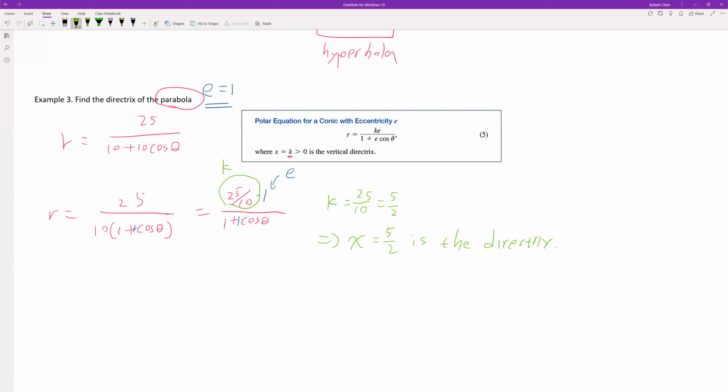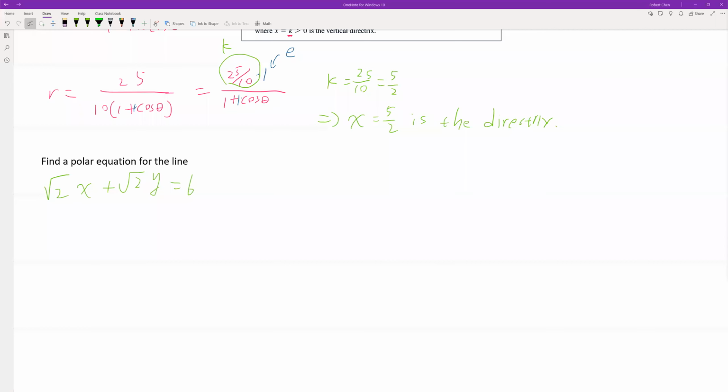Okay, it's just playing around with numbers and letters. All right, so let's look at one example where we want to write the equation of a line in terms of polar coordinates. And the line we have is radical 2 x plus radical 2 y is equal to 6.